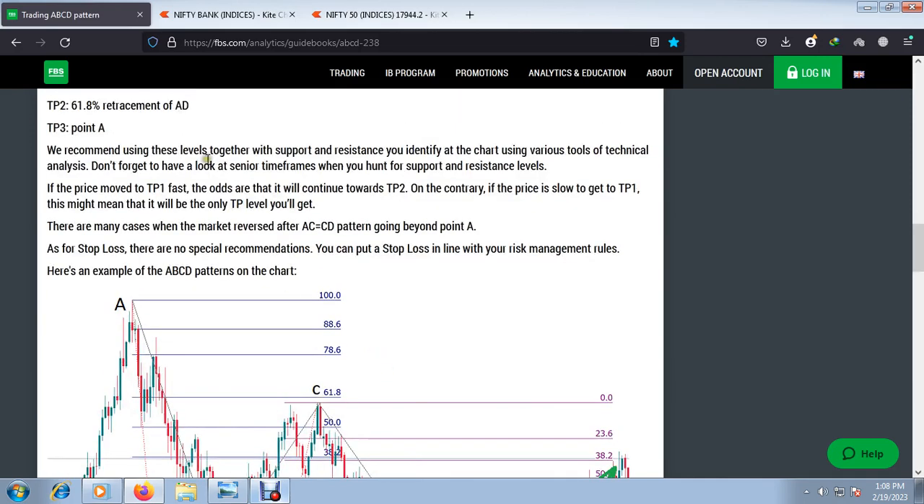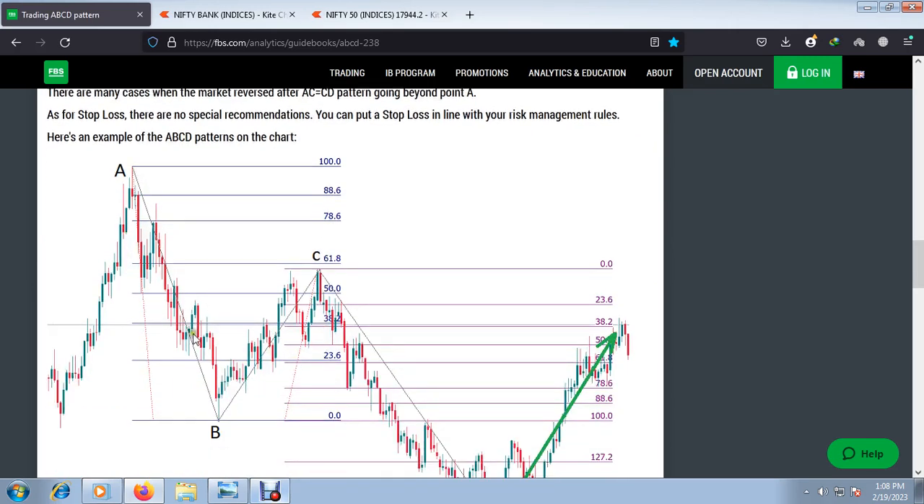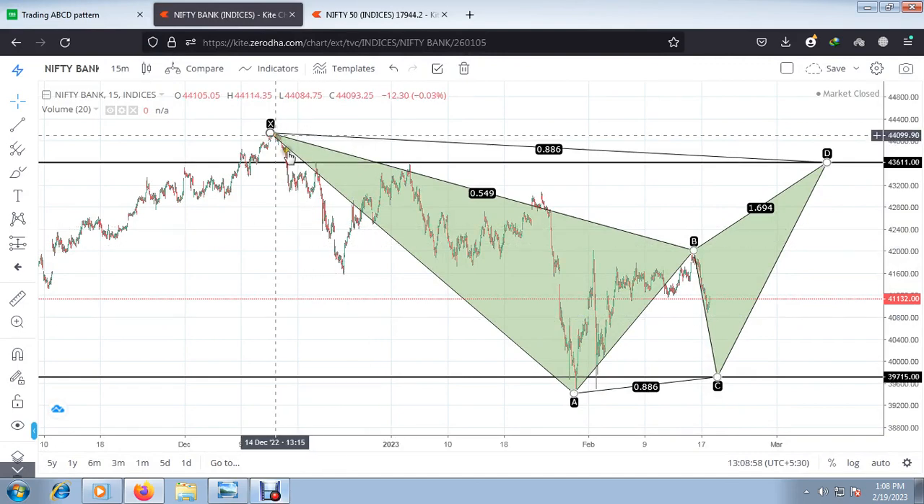So this is the ABCD pattern. The next ones are the XABCD patterns, which have 5 swings. This is a 4-swing pattern, A, B, C and D, and the remaining ones are all 5 swings. Here I have drawn one on the Bank Nifty chart. It is 5 swings: you see X, A, B, C, D.